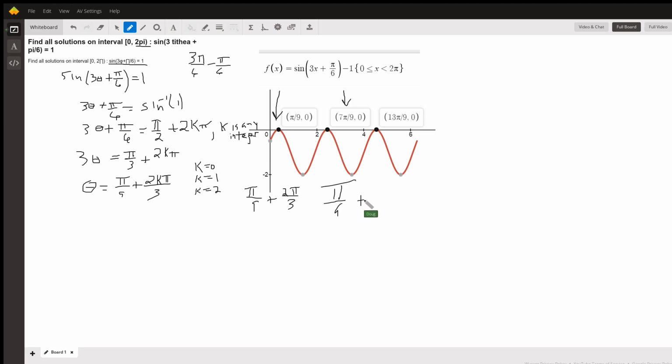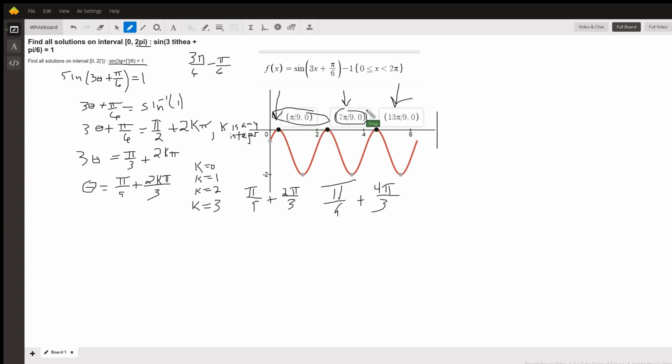plus 4 pi over 3. I convert the 4 pi over 3 to ninths, so I get 12 pi over 9 plus pi over 9, 13 pi over 9. And if I do one more, k equals 3, I'll leave that to you. You'll see that you're past 2 pi. So there's your 3 solutions right there.